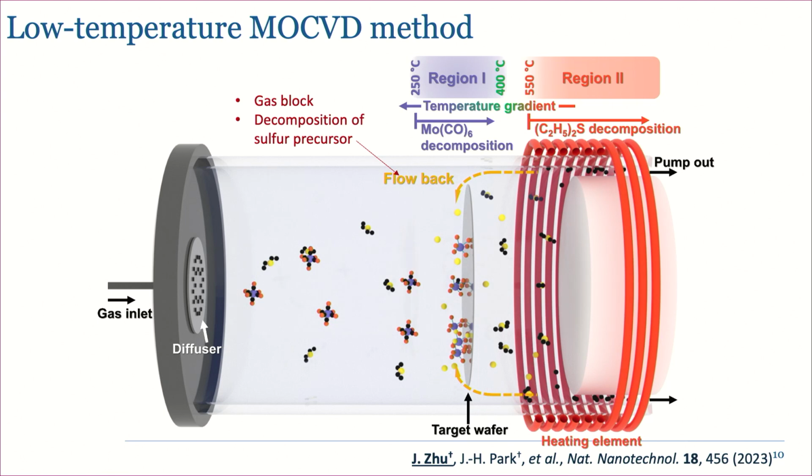The way that this furnace works is that you flow your precursors in from the left, and then your wafer is sitting here in the middle, and on the right is the heating element in the furnace. These precursors actually flow around the wafer, and then they decompose near the heating element, and then they flow back and are deposited onto the wafer.